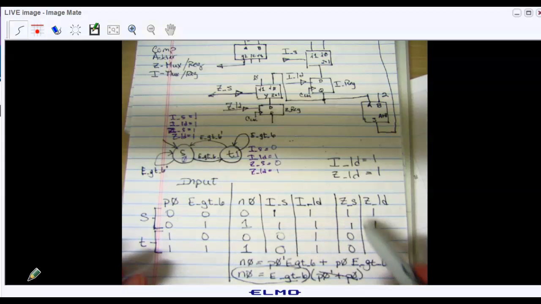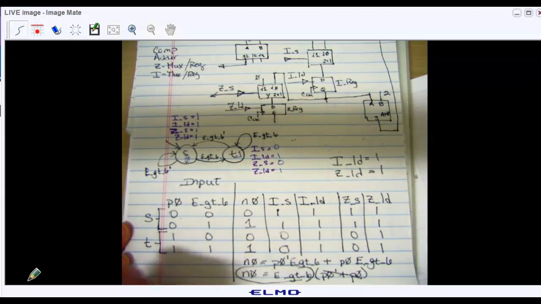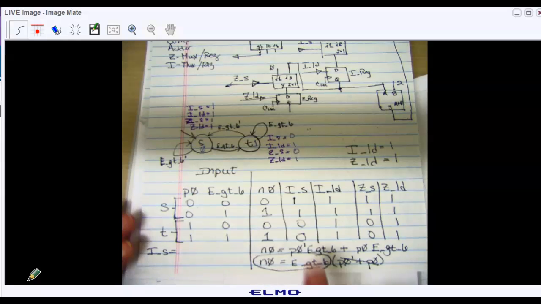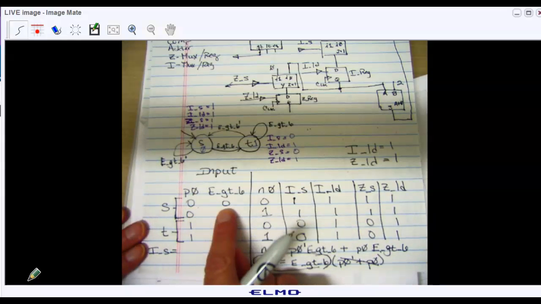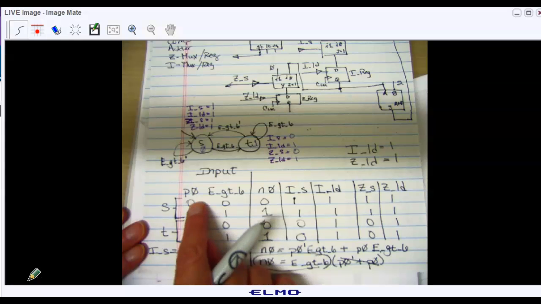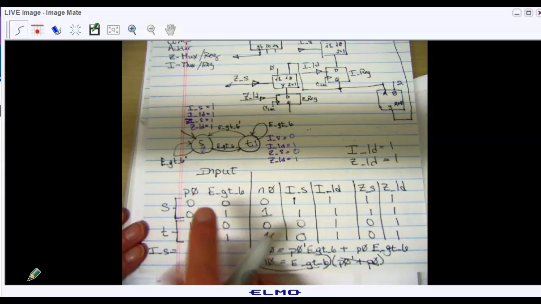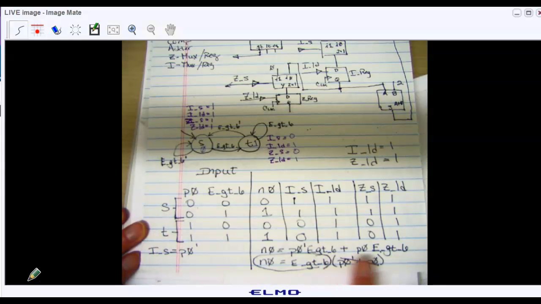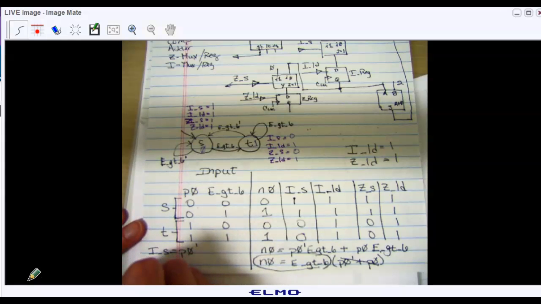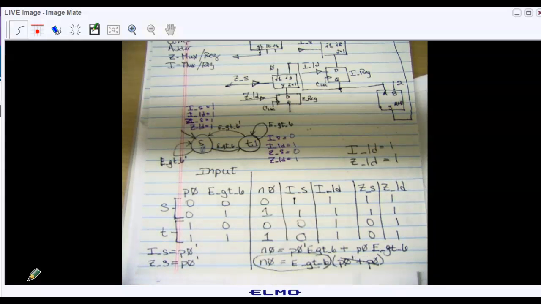Okay, and then the equations for the other two. So IS, I'm totally running out of space, but let's see. I underscore S is equal to, wherever you have a 1. So I see that the complement of P0 is the same here and here. This is changing, so it is the complement of P0. It's similar logic as to what we did here. And then Z underscore S is the exact same, so complement of P0. And if you plug those into K-maps, that's what you would get also. All right, so those are your equations.